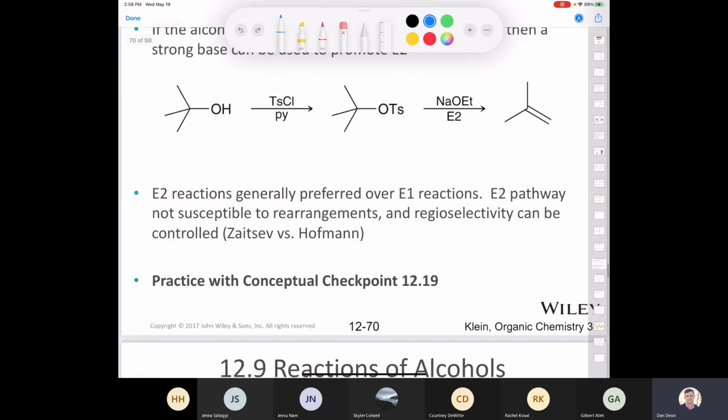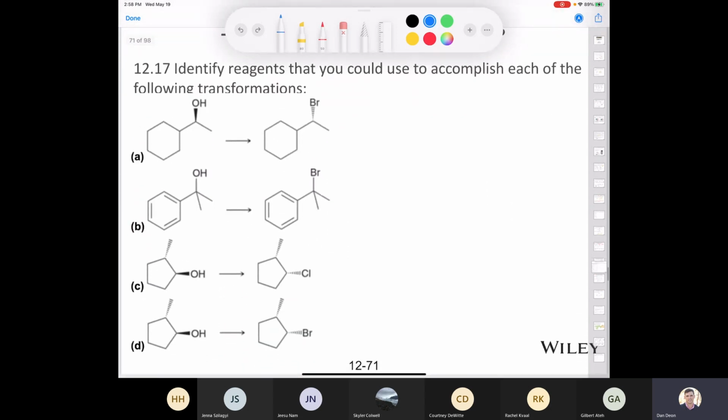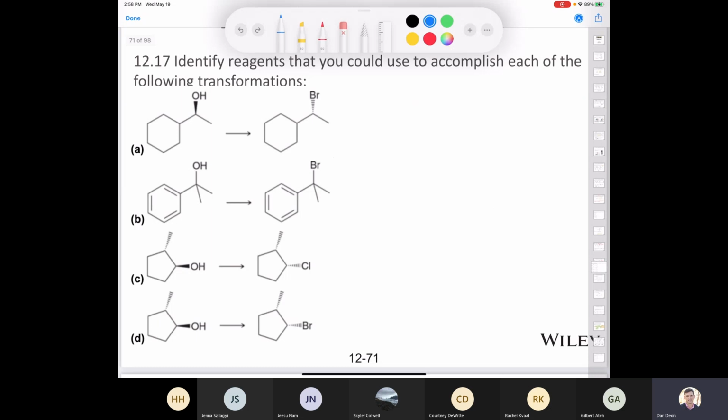Well, with all that in mind, and there's quite a bit of information there, let's see if we can find some reagents that we could use to affect these transformations. Well, this first one here, I want to take this secondary alcohol. It's on a wedge, and I want to convert it to this secondary alkyl bromide, and it's on a dash. So I'm inverting the stereochemistry. Could anybody give me an idea where I might start to do this type of transformation? There must be some kind of substitution involved because I'm inverting the stereocenter.